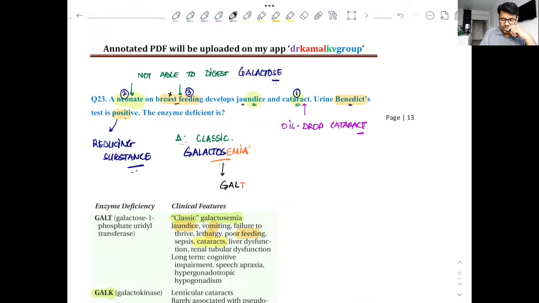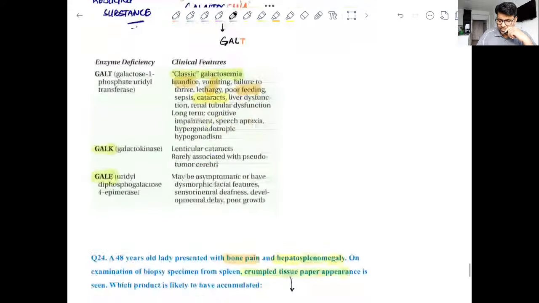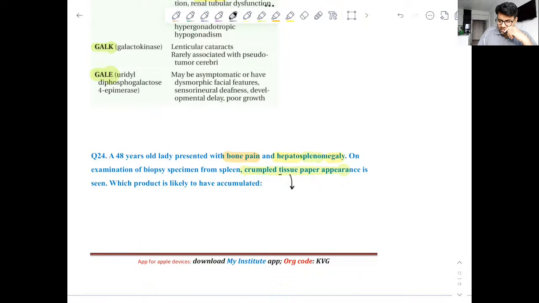Very good. Now crumpled tissue paper, I think the moment you have this word in your mind, the answer is absolutely yes, very good. The answer is Gaucher's disease, which is a type of lysosomal storage disease.